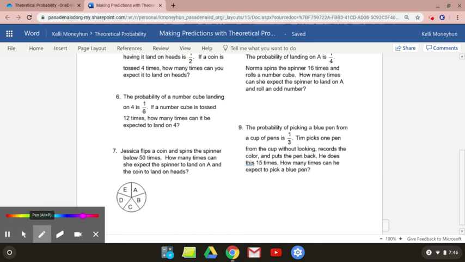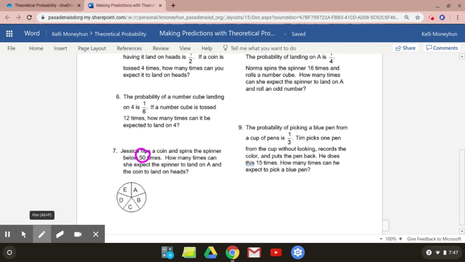All right, number 7. It says Jessica flips a coin and spins a spinner below 50 times. Wow, that's a lot. How many times can she expect? Expect means prediction, okay? The spinner to land on A and the coin to land on heads. All right, this one's a little complicated because first I have to find the combined theoretical probability. Then I can set up my proportion.